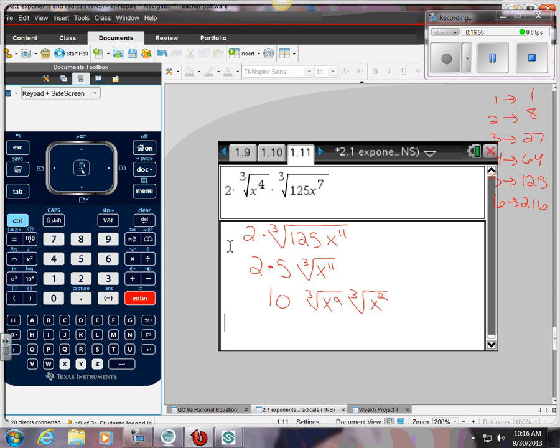So what's the cube root of x to the 9th? X cubed. Can I do anything with this? No. Cube root of x squared. There's your answer. 10x cubed times the cube root of x squared. That's it. You have to keep it. You can't just get rid of it. It's there. So these are obviously a little bit more difficult, right? Not really. Ready to try another?